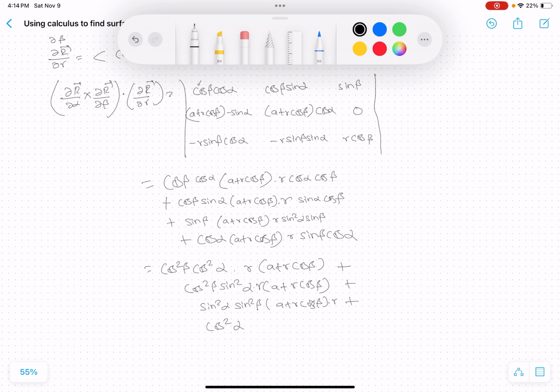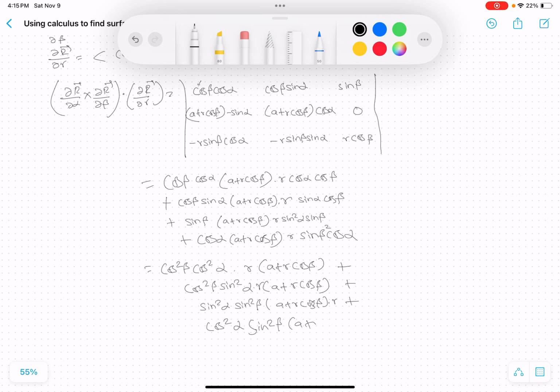Sine. Okay, this should also be sine beta. There should also be a pair, right? Because the sine beta will multiply both. Damn, I just forgot the things. Okay, now there's a pair. Sine cos square alpha sine square beta times a plus r cos beta times r.